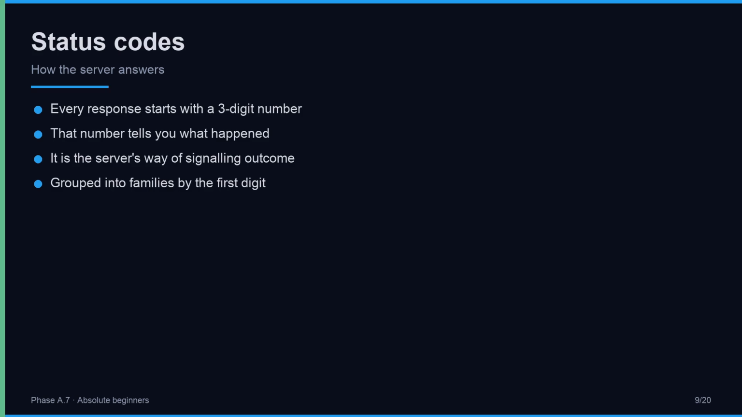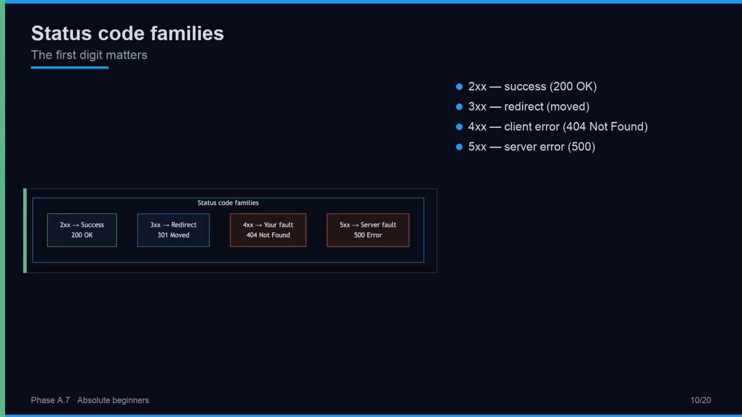The server's signal. Status codes are grouped into families by their first digit. 200 codes mean success, the request worked, here is your data. 200 OK is the most common one you will see. 300 codes mean redirect, the resource moved, look somewhere else. 400 codes mean client error, you, the caller, did something wrong. 404 not found is the famous one, you asked for something that does not exist. 500 codes mean server error, the server had a problem on its side. Your request was fine, the server broke.